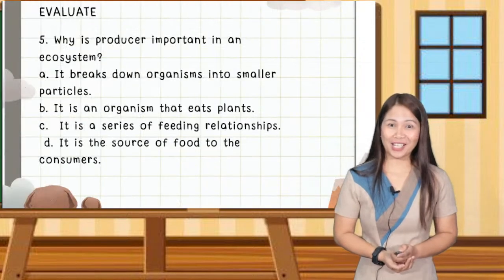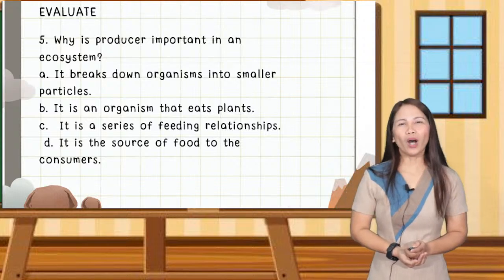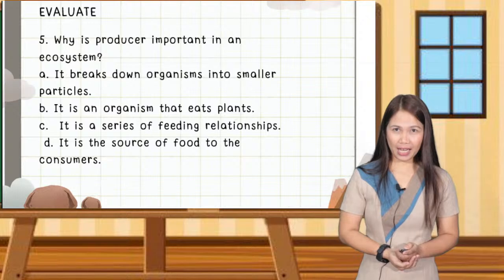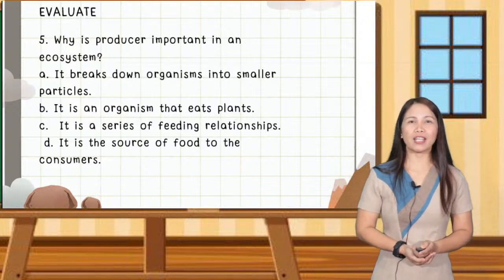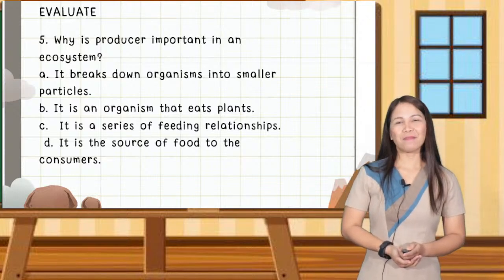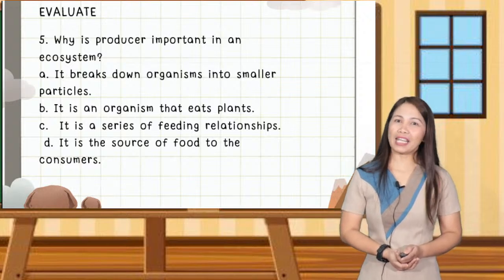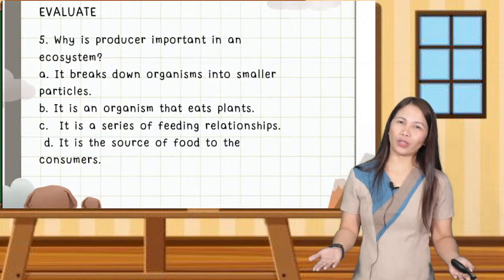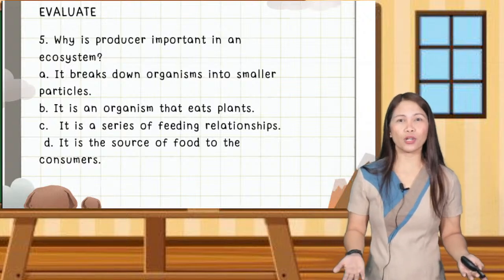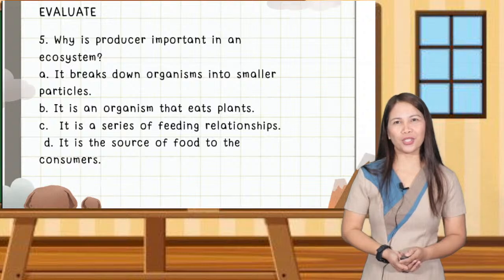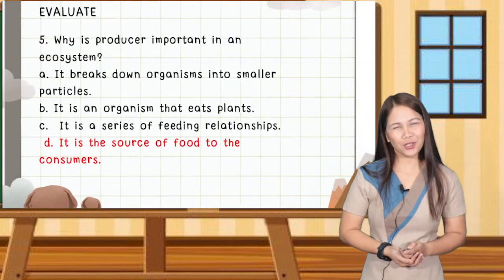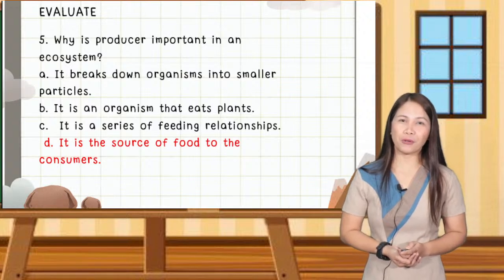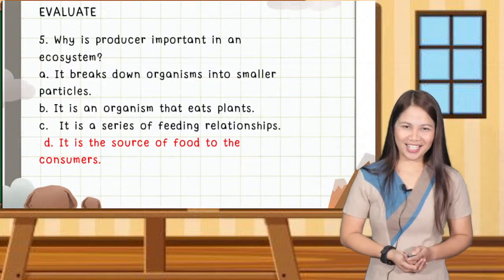And for our last question, why is a producer important in an ecosystem? Is it A, it breaks down organisms into smaller particles? B, it is an organism that eats plants? C, it is a series of feeding relationships? And D, it is a source of food to the consumers? For the last round, we have letter D. It is the source of food to the consumers.